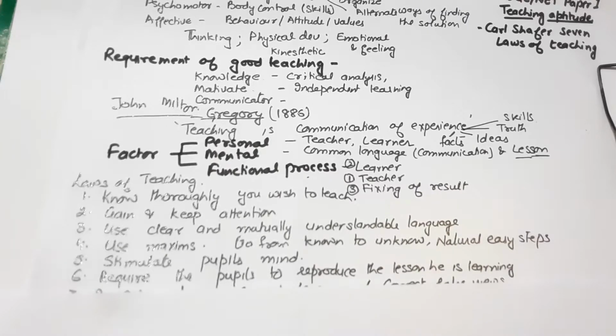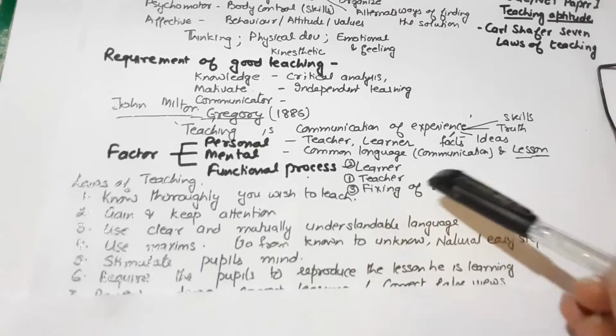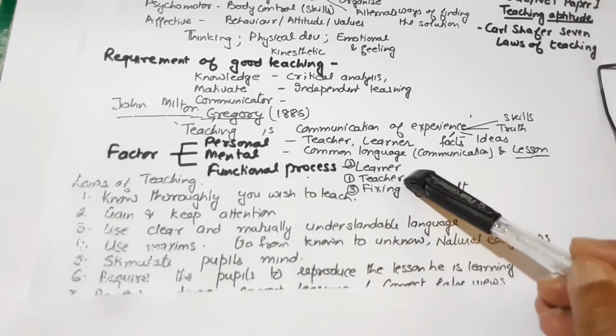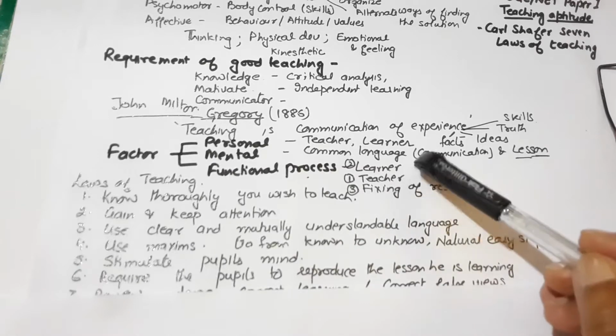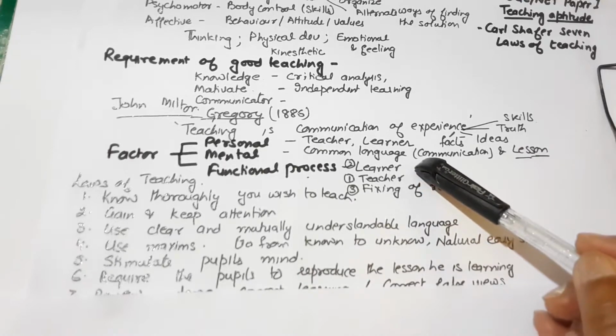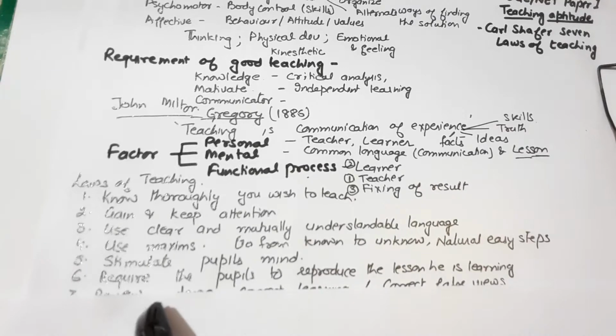The next law is: require the pupil to reproduce the lesson he is learning. The teacher as well as the learner both have to do certain activities. So it is not a unidirectional flow, not a one-way learning process. As in the previous classes we have studied, teaching-learning is an interactive process. Certain activities are to be done by the learner, and the learner must reproduce the lesson as he is learning. He must do some activity so that the teacher is able to see that he is learning correctly. For that, the learner has to do the activity from his own side too.